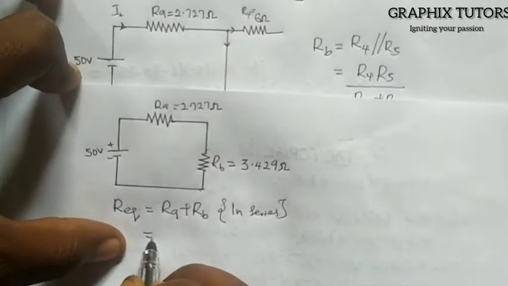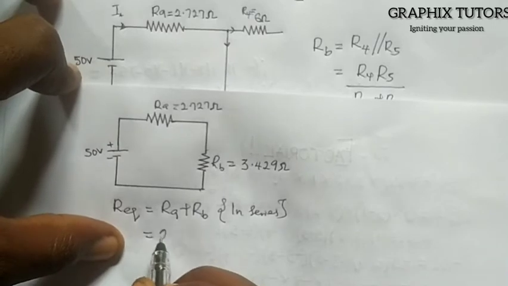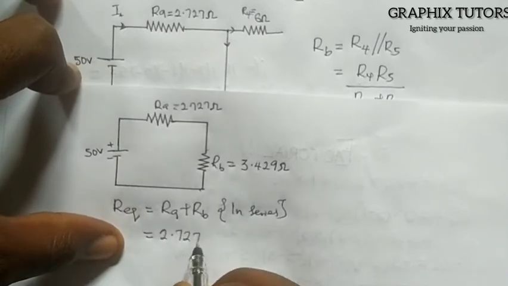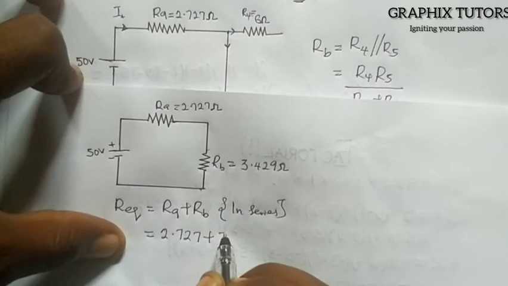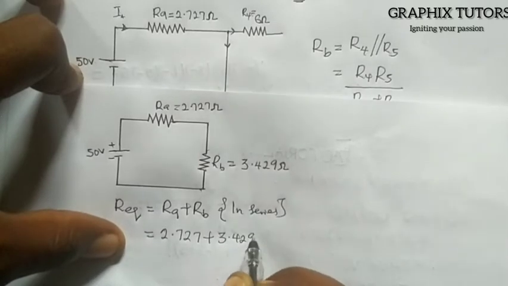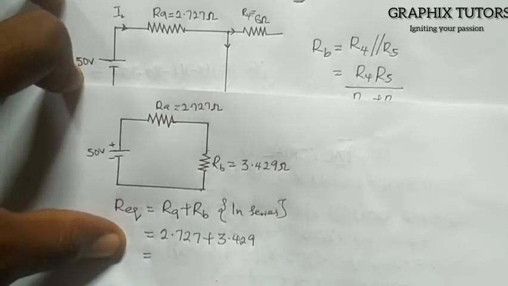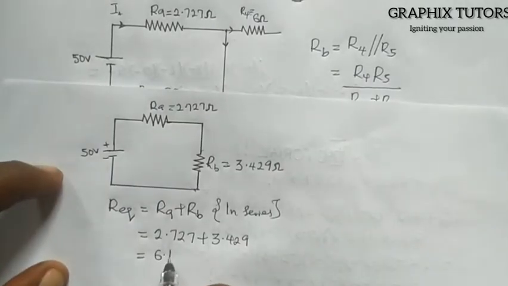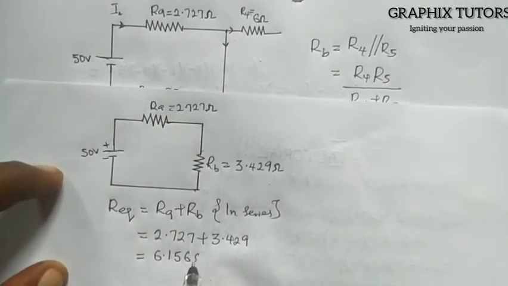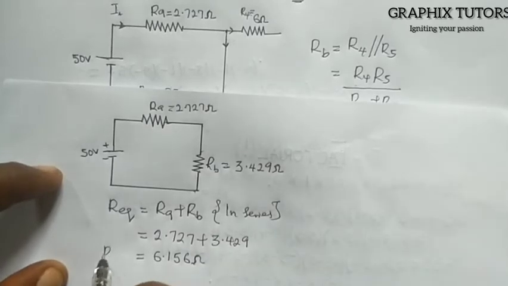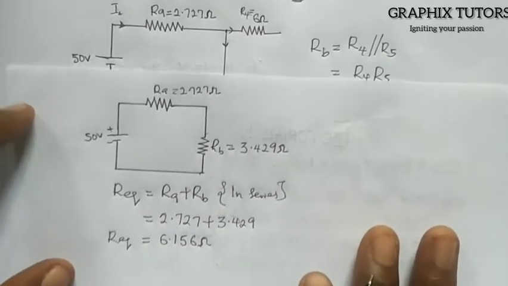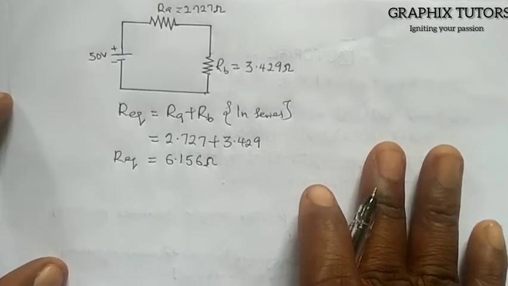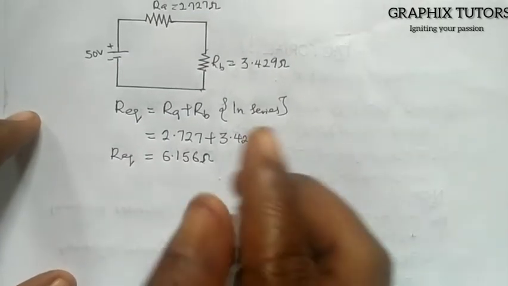So from here, what is my RA? My RA is 2.727 plus my RB is 3.429. So this will now give us 6.156 ohms, and that is our R equivalent, right? So we've gotten this. Now we want to calculate the current that is flowing through.